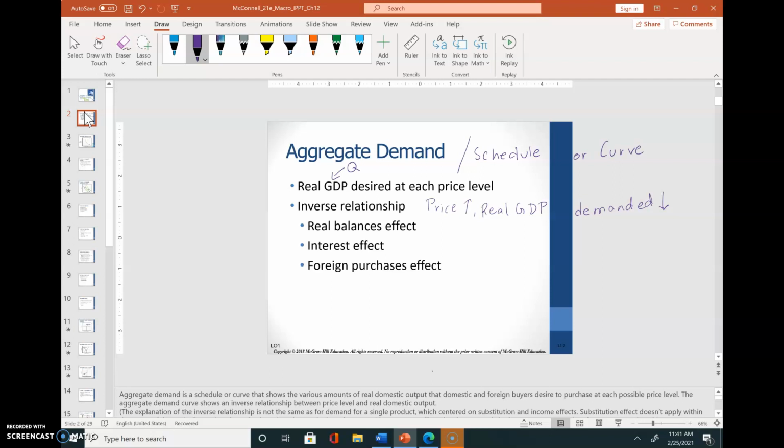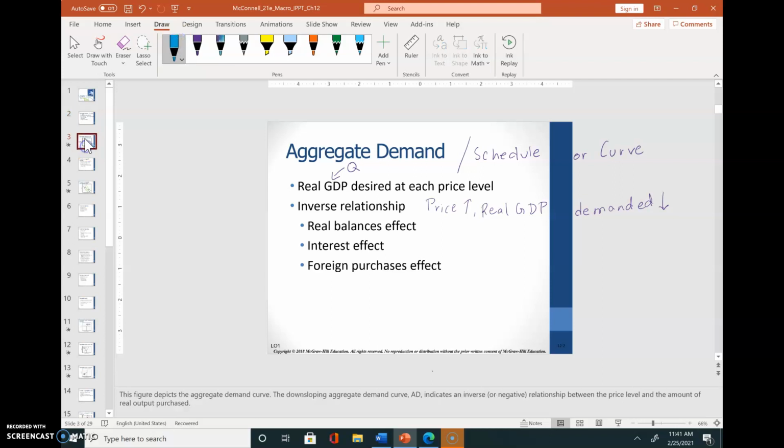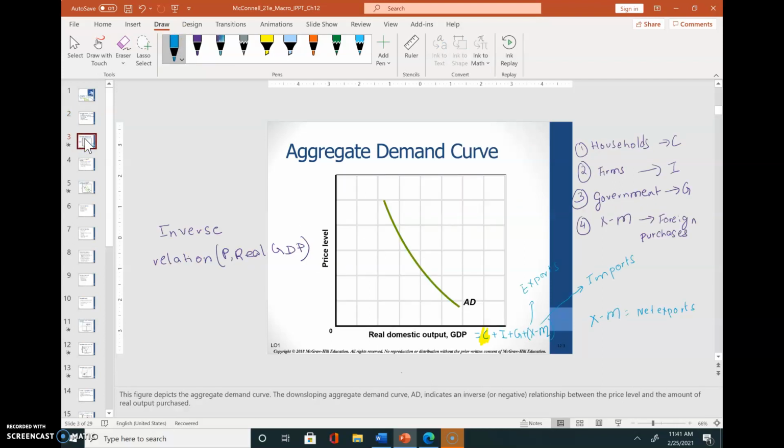So before we circle back to these three effects, I want to show you how the aggregate demand curve looks. This looks exactly like the demand curve, and the components of real gross domestic product, which is on the horizontal axis, are the same as what we did in the chapter on GDP. This is equal to consumption, investment, government purchases, and X minus M, which is net exports. And we have price level on the vertical axis.